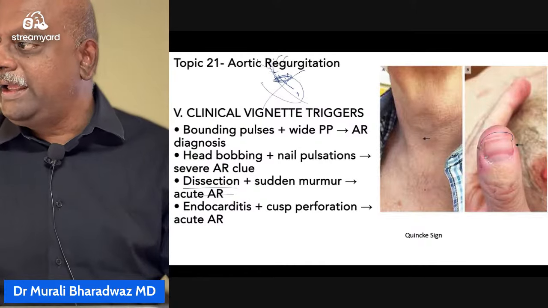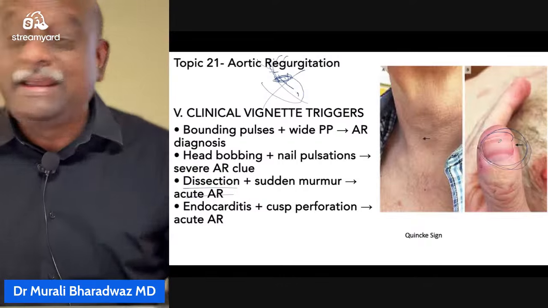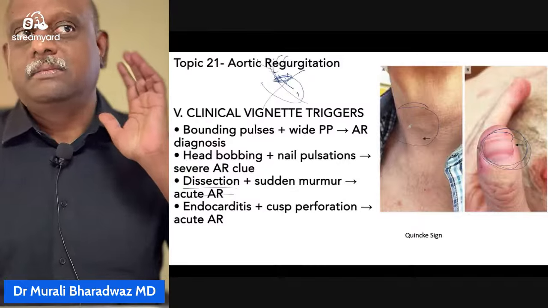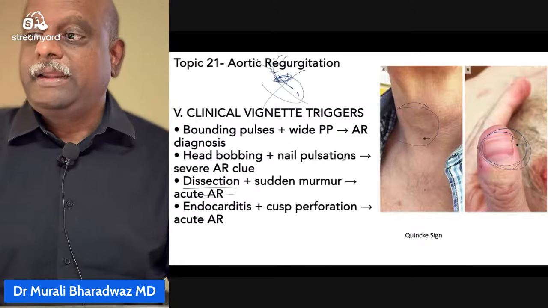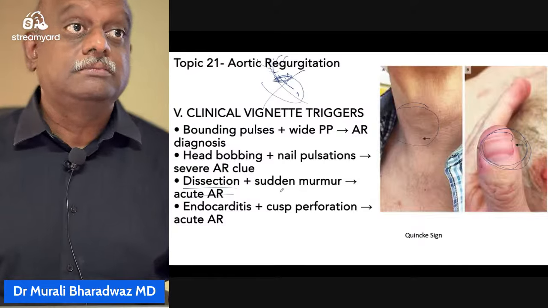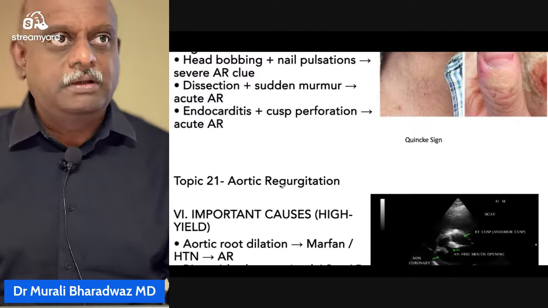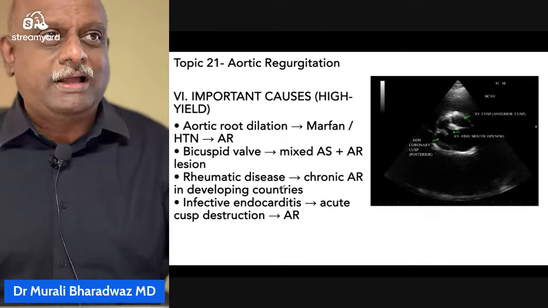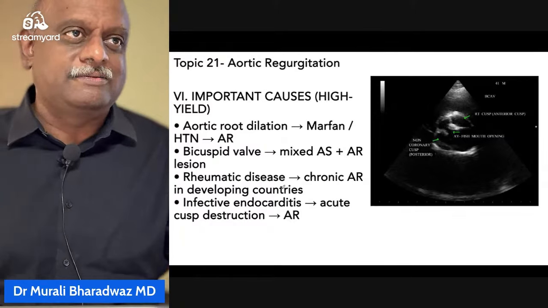So these are the increased pulsations in the capillaries in the nail bed, which is called Quincke's sign. Then the bobbing of the head with every cardiac output is called the de Musset sign. Of course, you find increased pulsations in the uvula, lot of places. There are at least some 10 named signs for AR.